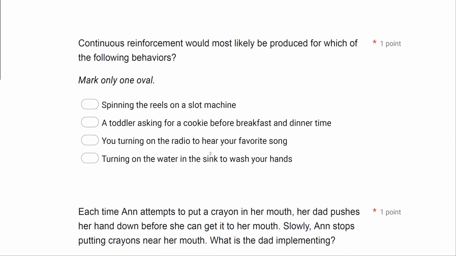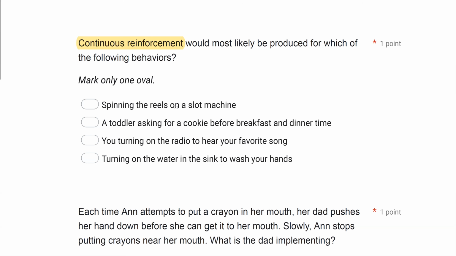Continuous reinforcement would most likely be produced for which of the following behaviors? Continuous reinforcement is one of our basic reinforcement schedules, or basic reinforcement strategies, I should say. Continuous reinforcement is associated with what schedule? An FR1, fixed ratio 1. The only schedule that is continuous is an FR1 because every single response gets reinforced.